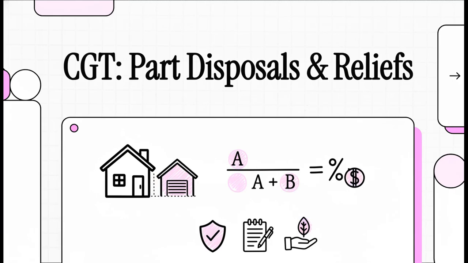Today we're tackling the notoriously tricky math of capital gains tax when you're only selling a piece of an asset. We're going to break down the rules, the formulas, and the reliefs so you know exactly what to do when you're parting with just a fraction of your property.